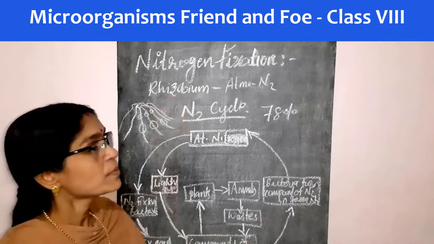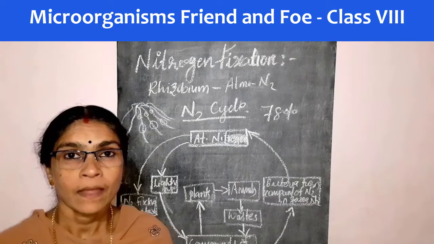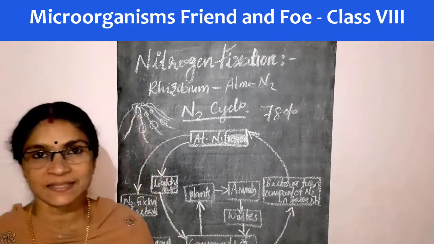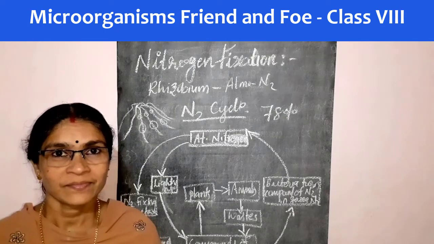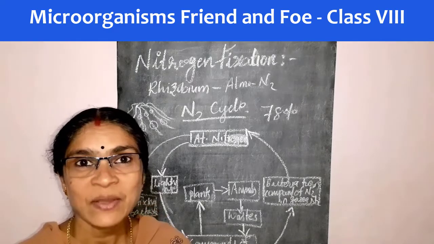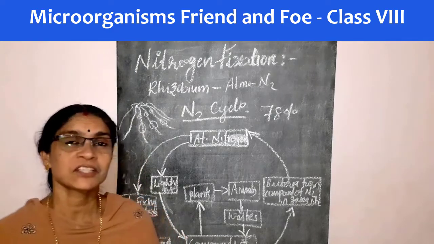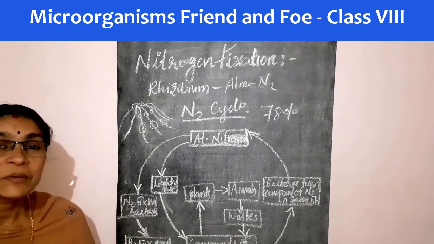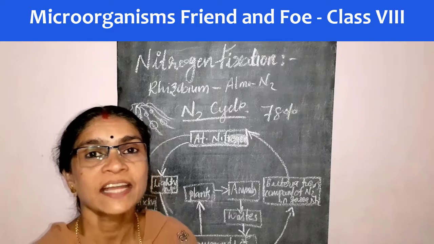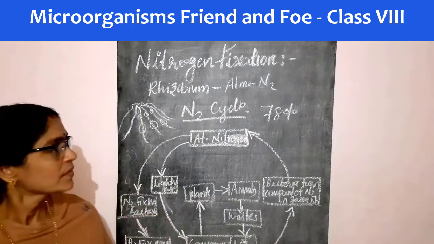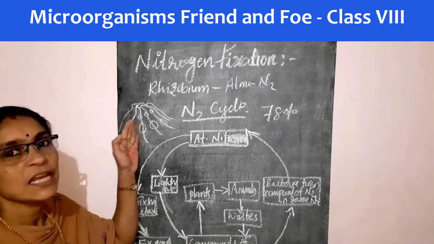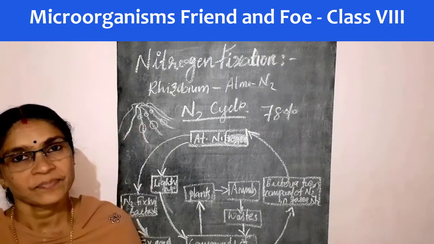Here the rhizobium bacteria have a symbiotic relationship with the leguminous plants. You learned in class 7 about symbiosis, the symbiotic relationship. The mutual dependence between two organisms where they share shelter and nutrients. Here these rhizobium bacteria also have a symbiotic relationship with the leguminous plants. Okay.